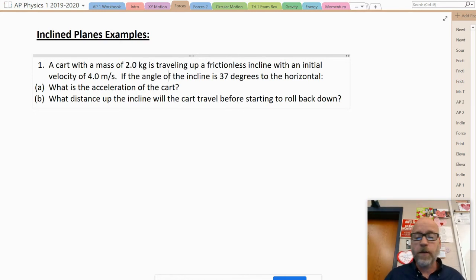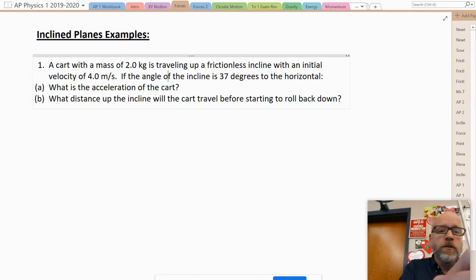Number one says, a cart of mass 2 kilograms is traveling up a frictionless incline with an initial velocity of 4 meters per second. If the angle of the incline is 37 degrees to the horizontal, what is the acceleration of the cart? While we're at it, what distance up the incline will the cart travel before starting to roll back?